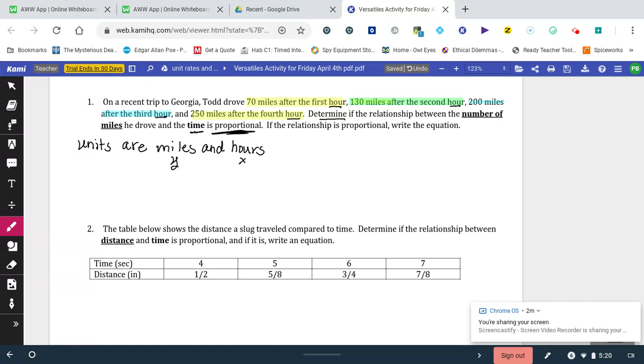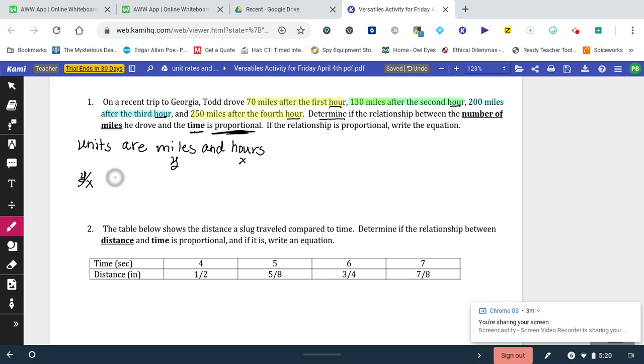To determine if it's proportional, we take our Y value and divide it by our X value, and we do it for each one. If we keep getting the same thing, then it is proportional and we can write an equation, because that number we keep getting is K, the constant of proportionality, and we can put it in our equation in the form Y equals KX. But let's check to see if it's proportional first.